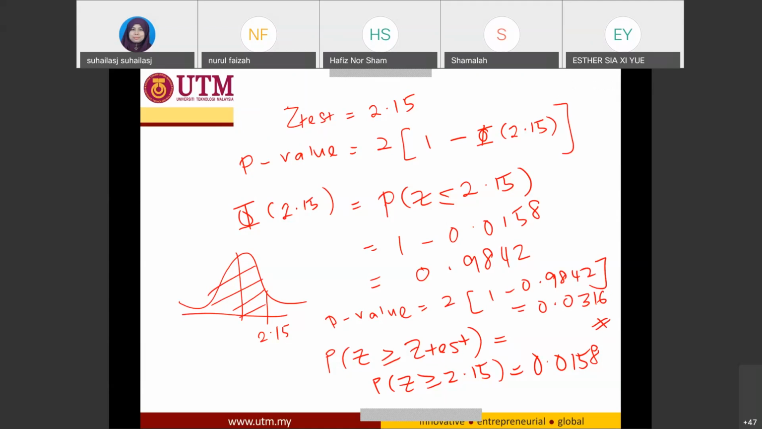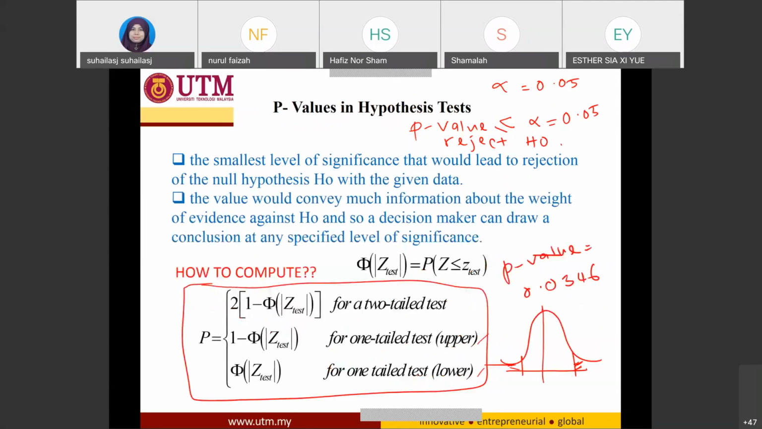Again, you have to check whether it is two-sided or one-sided. If two-sided, you just use the formula 2 times (1 minus phi Z test), where phi Z test is the probability Z less than or equal to Z test. You already know how to find that, so you just substitute it in and multiply by 2. If it is one-sided and an upper tail, we just have 1 minus phi Z test. So first find your phi Z test and then 1 minus, and you get your P value for the upper tail.